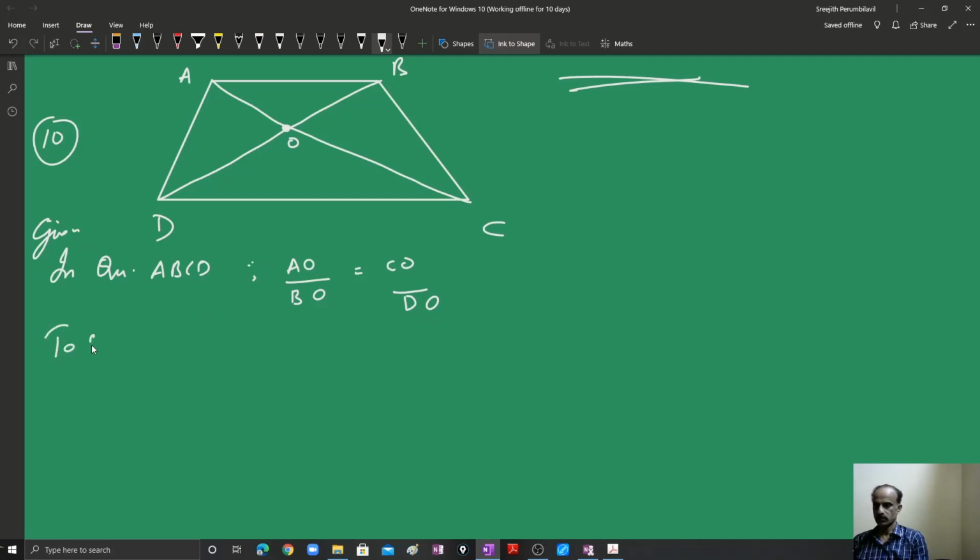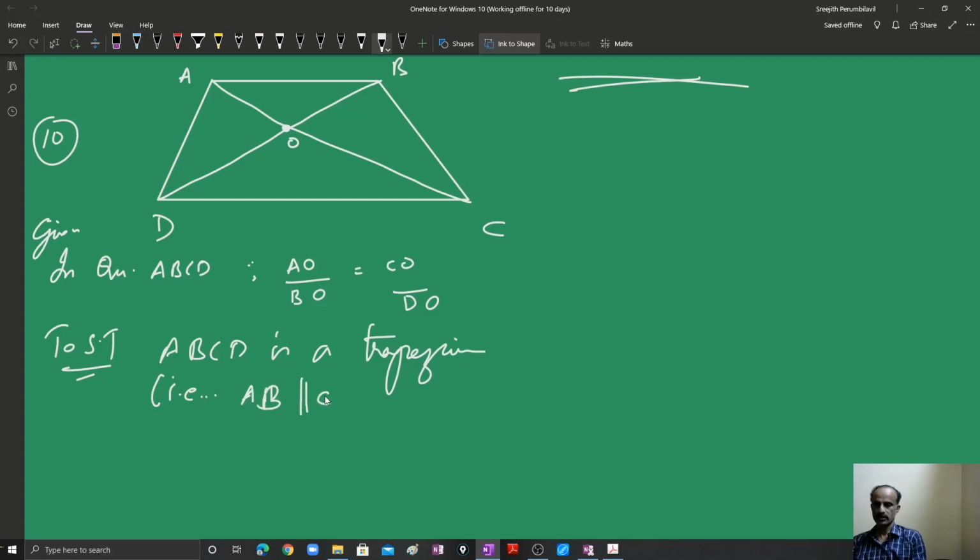To show that ABCD is a trapezium: when does a quadrilateral become a trapezium? When one pair of opposite sides is parallel. That is, to show that AB is parallel to DC. This is what we have to prove. Okay. So what is given? AO by BO is the same as CO divided by DO.